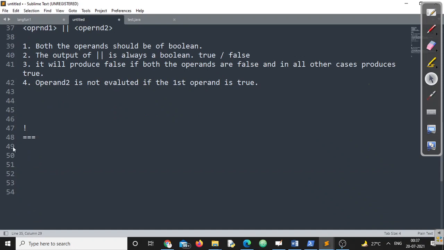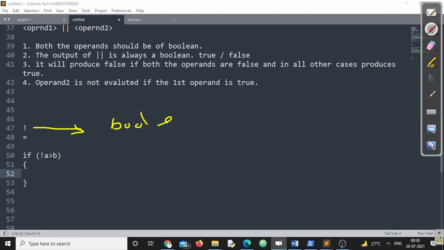Right? Now, let us move to the logical NOT operator. See, this logical NOT operator is a unary logical operator. So, if I am writing if not A greater than B, immediately my compiler will give me an error, because this is an invalid symbol here. Remember, I have already told you all these logical operators operate on Boolean only, not on any other type.